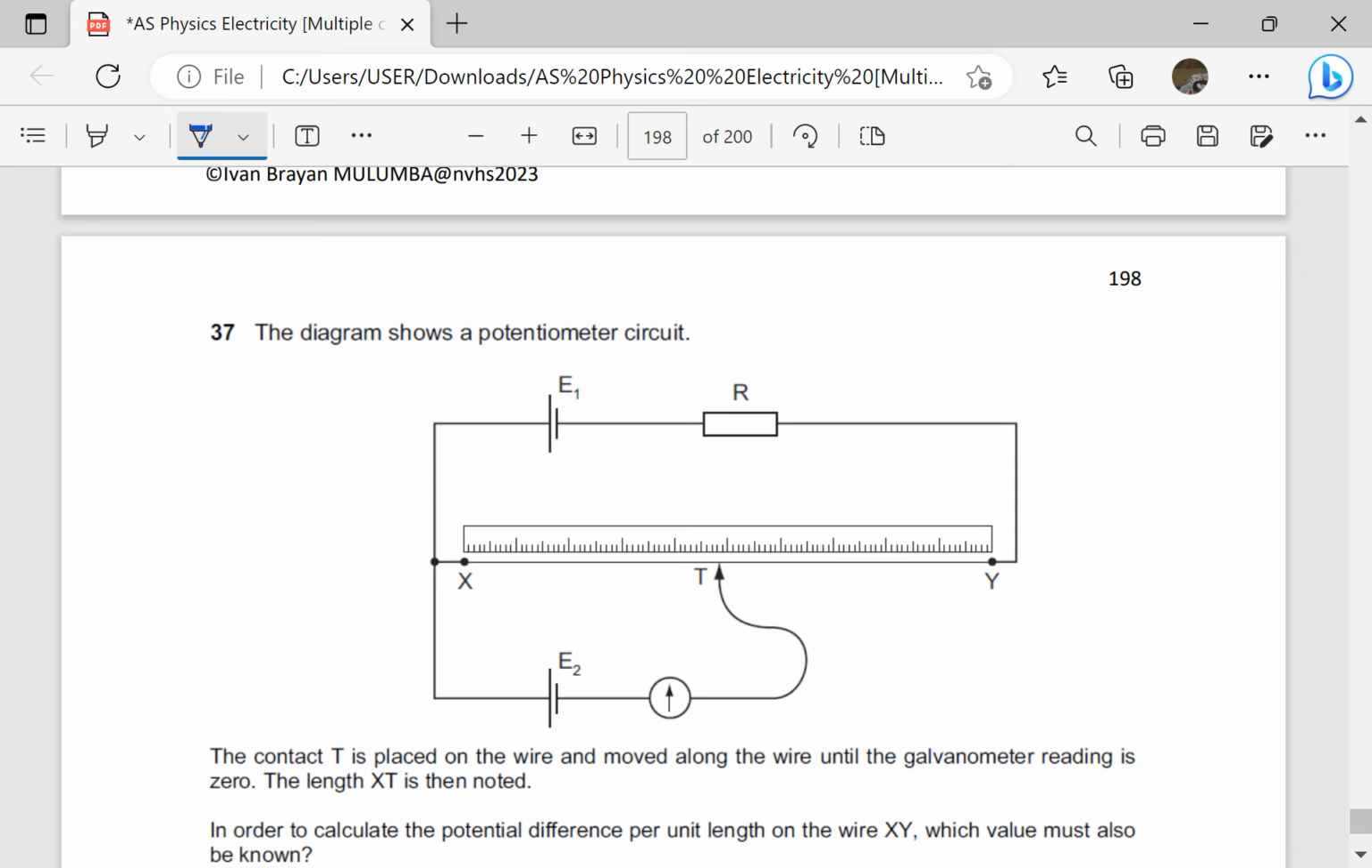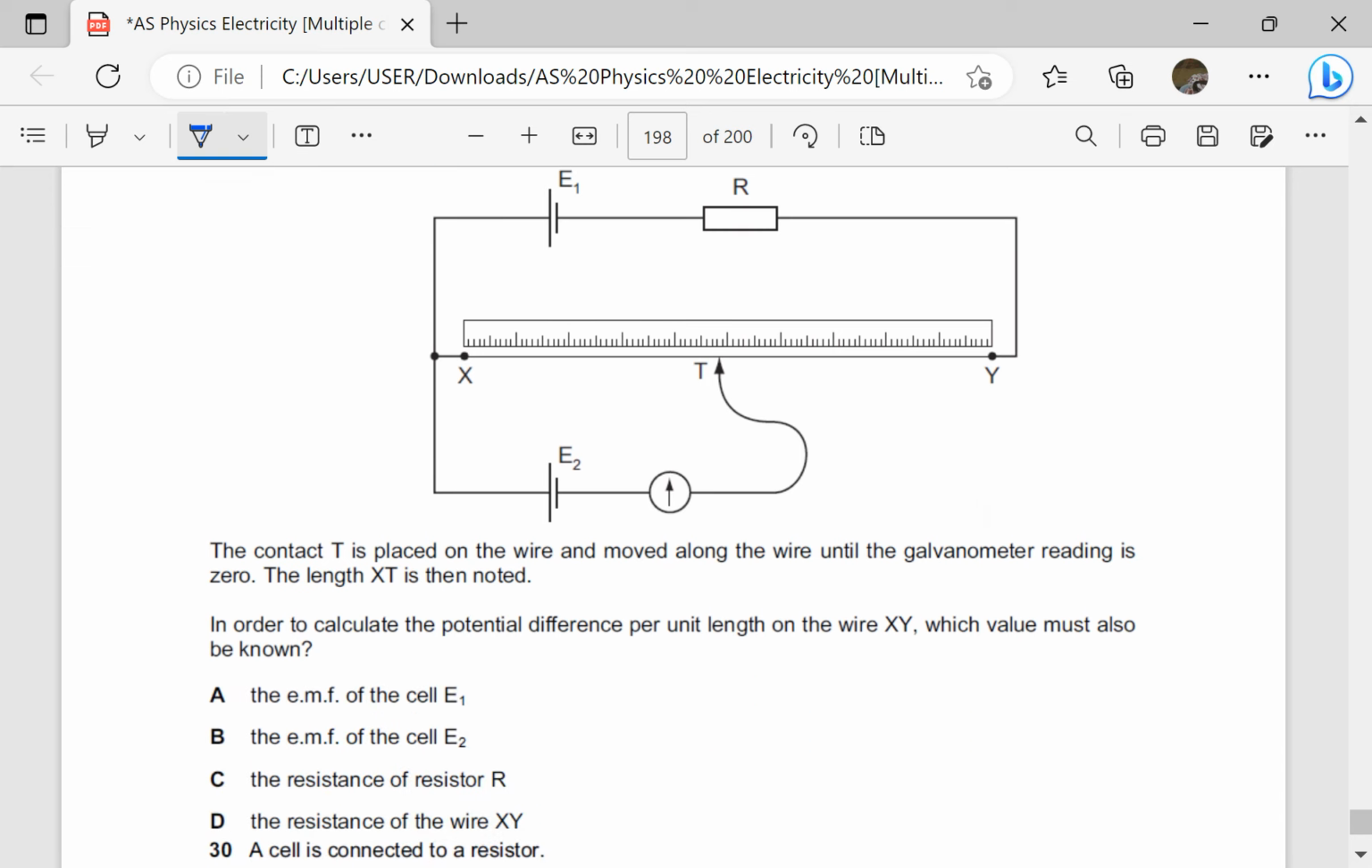The diagram shows a potentiometer circuit. The contact T is placed on the wire and moved along the wire until the galvanometer reading is 0. The length XT is then noted. In order to calculate the potential difference per unit length, that is PD per centimeter, on the wire X, which value must also be known? Remember, the cell EMF E2 is going to be equal to the PD across XT, which is equal to a constant, the PD per centimeter, or PD per unit length, times length XT.